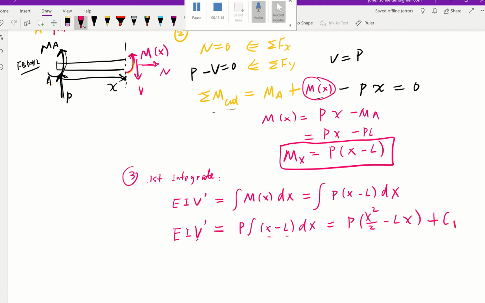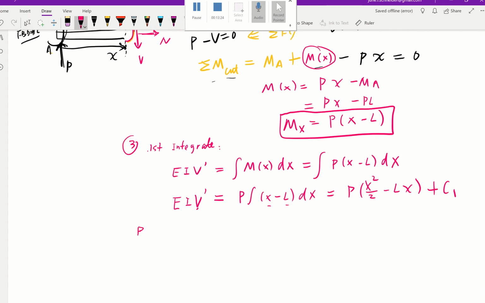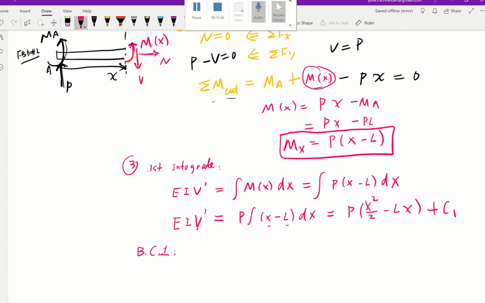And again, V here is our deflection, the beam deflection, what we are solving. Now, in order to find this constant C1, we have to use a boundary condition. We're going to think about boundary condition number 1. Now let's think about every single problem. They're going to use different boundary conditions.